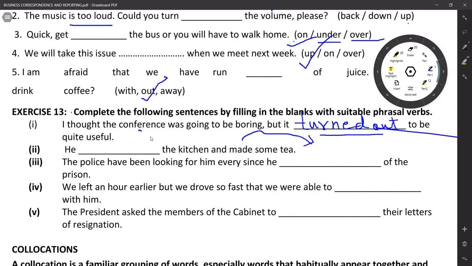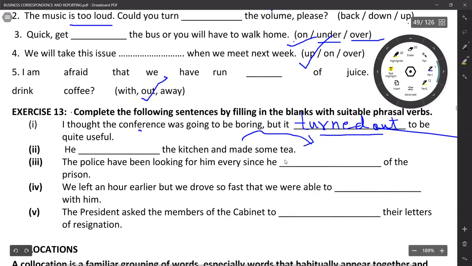So here you are the one who's performing it. Did you understand? Here you're the one who's attending it. So it's not in your hands how it comes out. Okay, so here it is. It turned out to be quite useful. It's not in your control. It just turned out to be quite useful. For the first one, I thought the conference was going to be boring, but it went out to be. No, went out would mean step out. Went out would mean to go out. He went out to buy some juice. There it will be went out. Here it will be turned out. Okay, clear, guys?